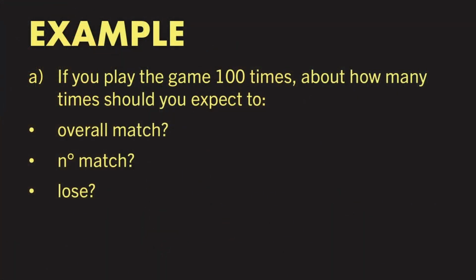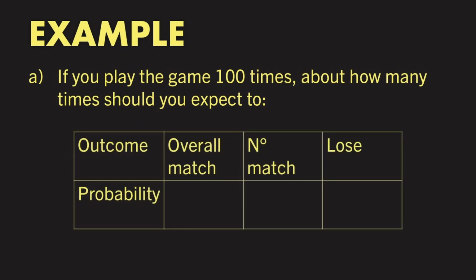Imagine then you play this game with me 100 times. How many times should you expect to match overall? Just match the number or lose? Let's summarize this in a table. So, the possible outcomes are: you can match it completely, letter and number. You can match only the number, or you can just not match anything and then you lose.